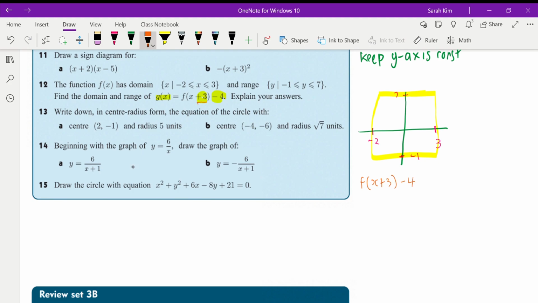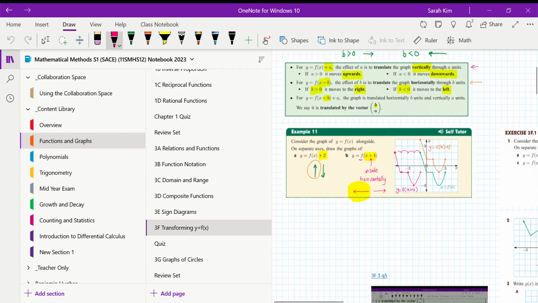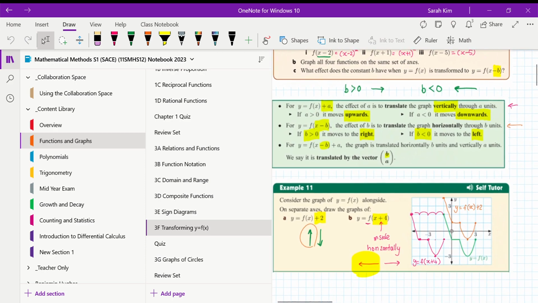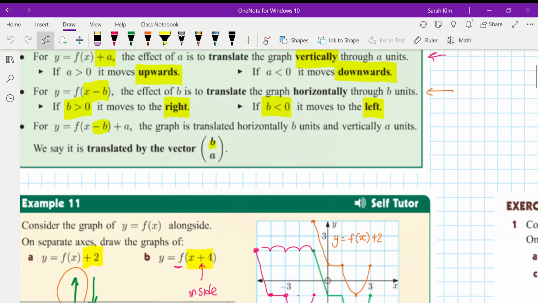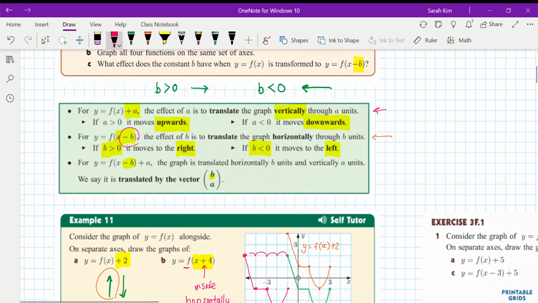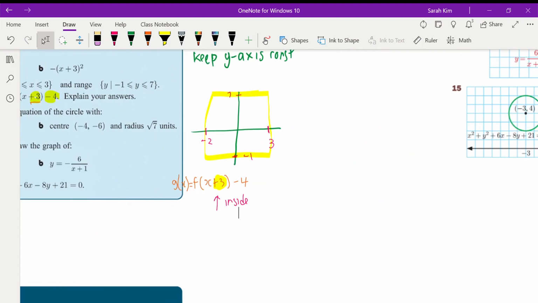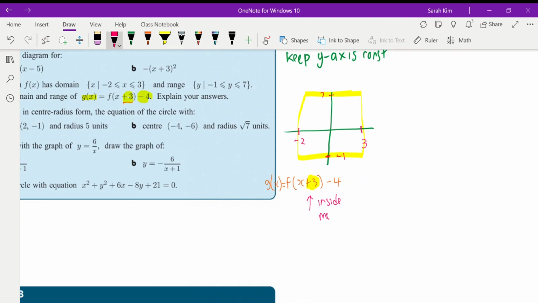I'm writing it here because I don't have space over there. So as you can see, this is inside. So what does it do? Let's refer back to our notes. Hopefully you don't need it for this one. So that's 3f.1. So if it's inside, over here, this is on the inside. Basically what happens is it moves horizontally. So this one's the one where, if it was a plus, it's the left, and then if it's a negative, it's the right. So you've got to do the opposite one. So it moves horizontally.